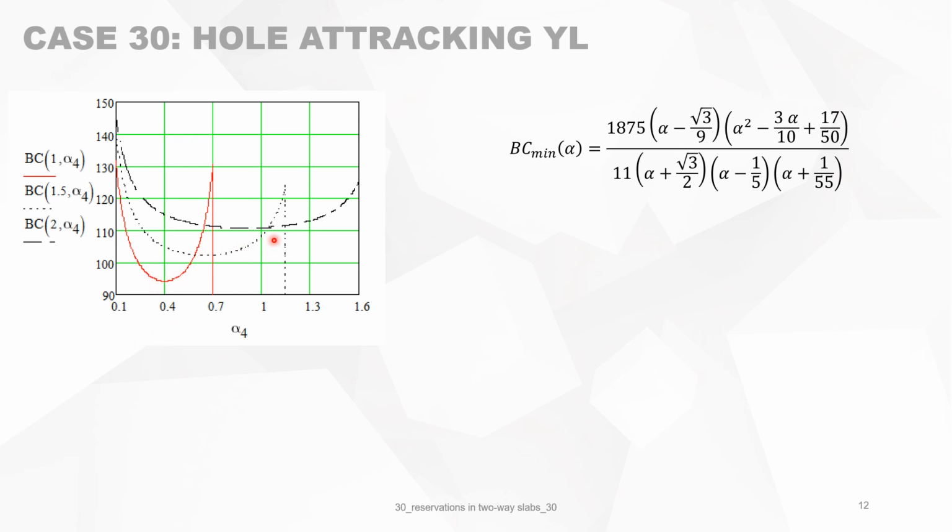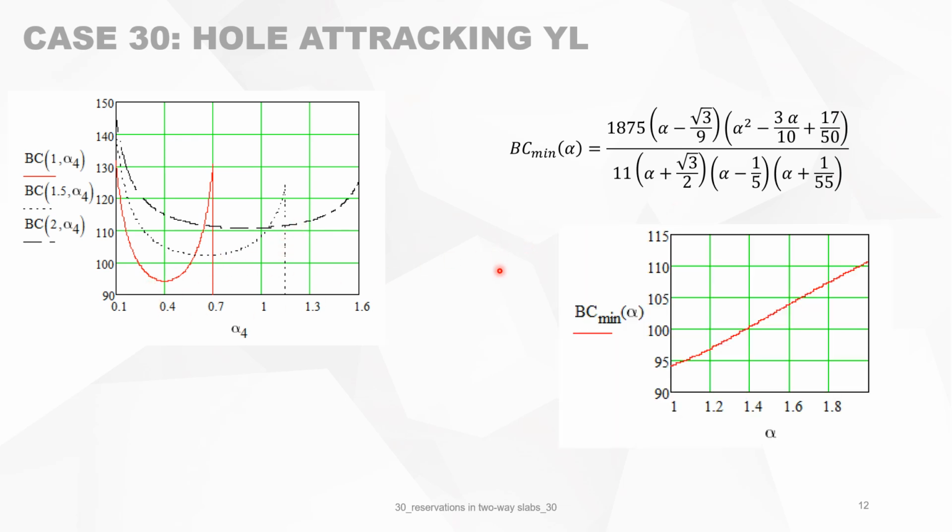You can minimize this function, and you've got that the minimum bearing capacity is equal to this function. It's only now a function of alpha, because it's always the middle of all those curves. And you can put this in a graph. It's almost linear, in fact. So this is alpha from 1 to 2, and this is the minimum bearing capacity.